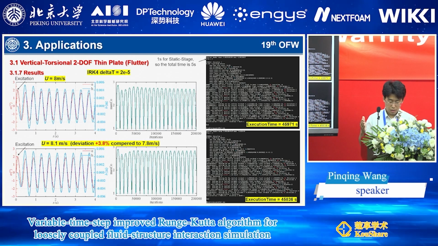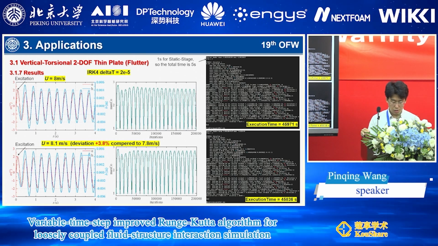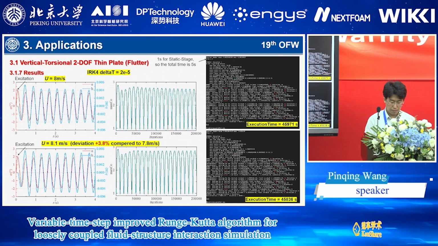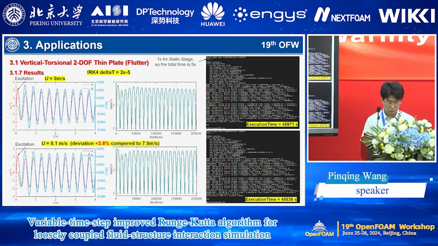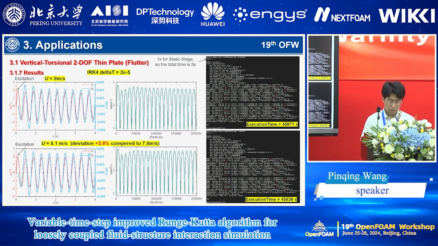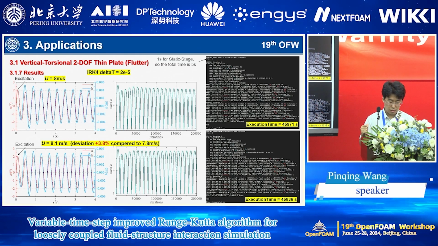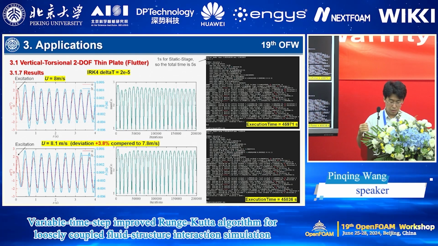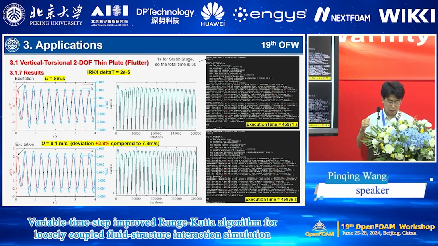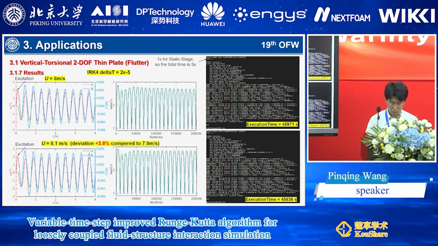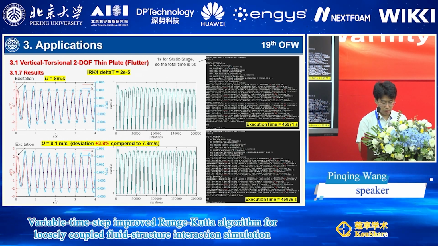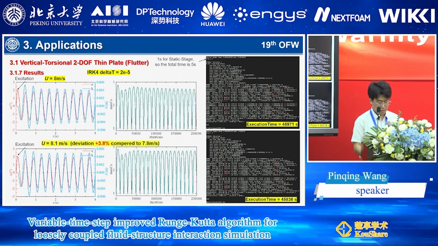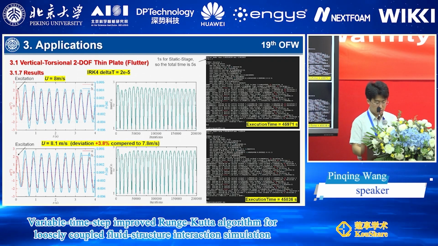When the wind velocity equals 8.1 meters per second, we can find that the displacement amplitude gradually increases with time, which means that aerodynamic instability occurs. The simulated critical wind speed is 3.8% higher than the theoretical value, which may be due to the geometrical shape not being an ideal simplification, and the turbulence model may also cause the error.